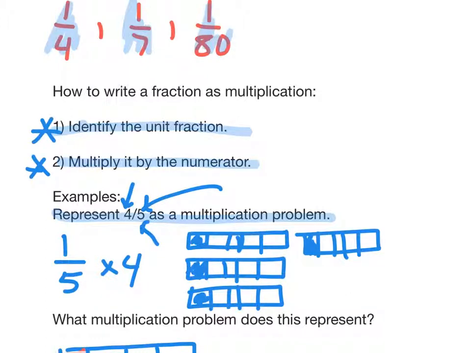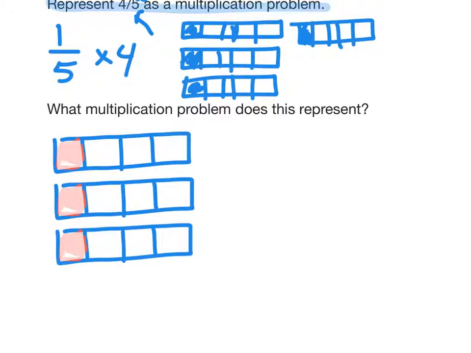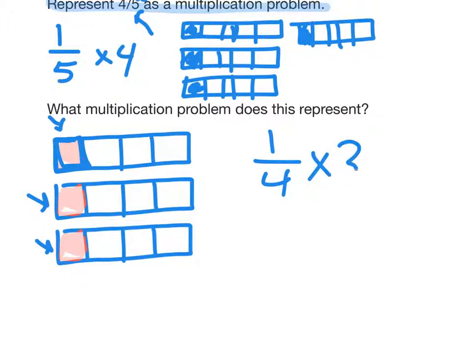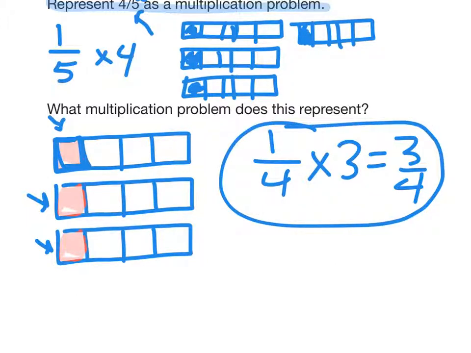Okay. Next, what multiplication problem does this represent? Well, the unit fraction that we're talking about here is 1/4. Each of these is 1/4. See that? 1/4. Another 1/4. Another 1/4. How many times do we have 1/4? 3. So 1/4 times 3, what does it equal? If you have 3 1/4s, you have 3/4. 1/4 3 times is 3/4. That's the multiplication problem that it represents.